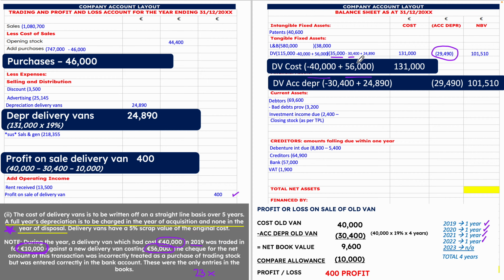What we do is we're taking away the 30,400 on the old van, because we get rid of the old van. We minus the cost of the old van, we minus the accumulated depreciation on the old van. And then we add the depreciation charge for the year. And that gives us altogether 29,490, and then 101,510 is our net book value of vans at the end of the year. So there is a lot going on in that adjustment, absolutely.